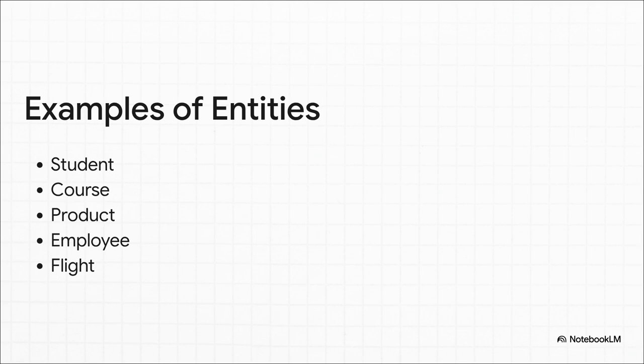So for a university, your main entities are going to be student and course. For an online store, it's got to be product. For an airline, it's flight. See how these are the core subjects? They're the center of whatever universe we're trying to build.